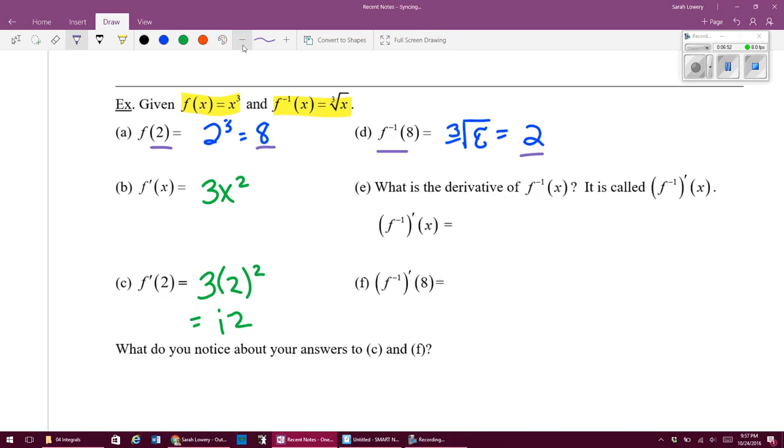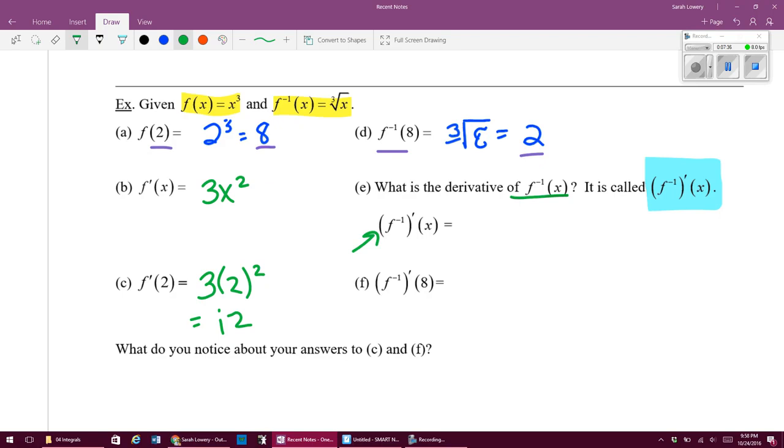Okay? Now, next thing it asks me to do is to find the derivative of my inverse function. Now, put a big star next to this. The notation we're going to use for the derivative of the inverse is f inverse prime of x. Now, the reason why we put x in parentheses is not because it's being multiplied. It's because we don't want you to confuse that we're taking the derivative of the inverse. And it's just weird notation. But when you read this, you need to be reading it as derivative of the inverse function.